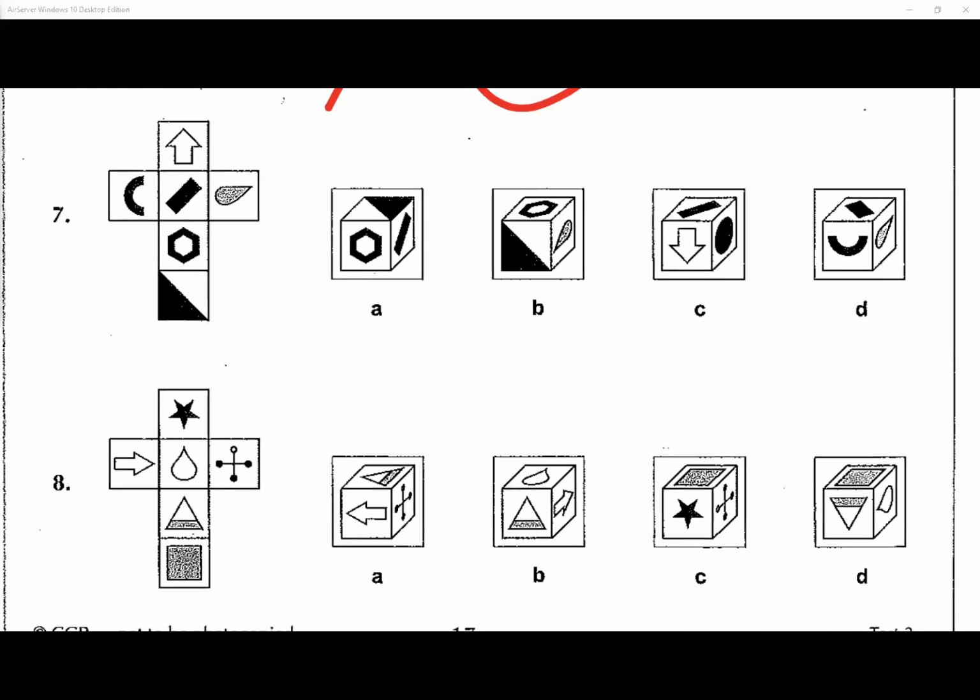Okay, question number 7 now. Let's have a look what's happening. Let's have a look at A first. We have this hexagon here. It's going to join with that diagonal and with the triangle. Now, if you look over here in the diagram, they are in a straight line. They will never appear around a corner. So that is definitely wrong.